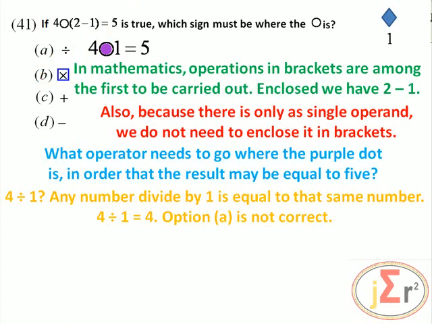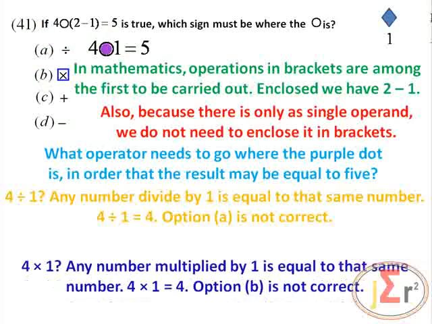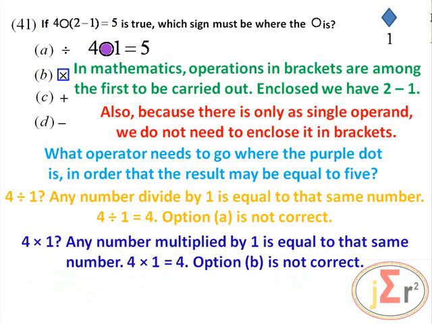Multiply. 4 multiplied by 1. Any number multiplied by 1 is equal to that same number. 4 multiplied by 1 is equal to 4. Option B is not correct.